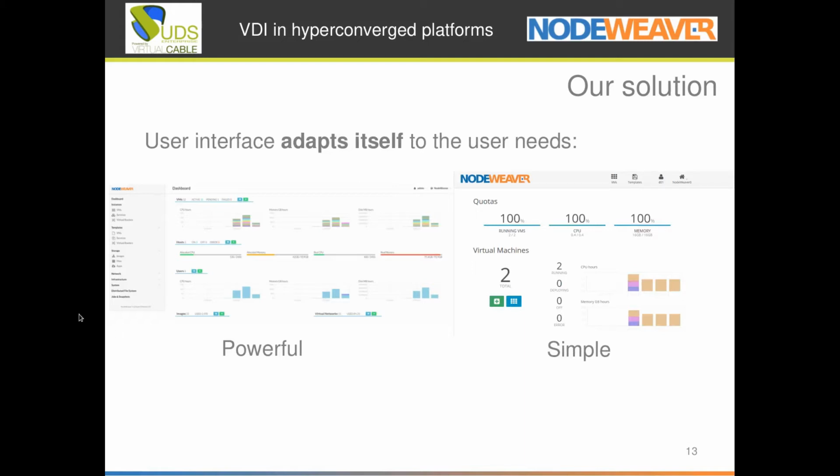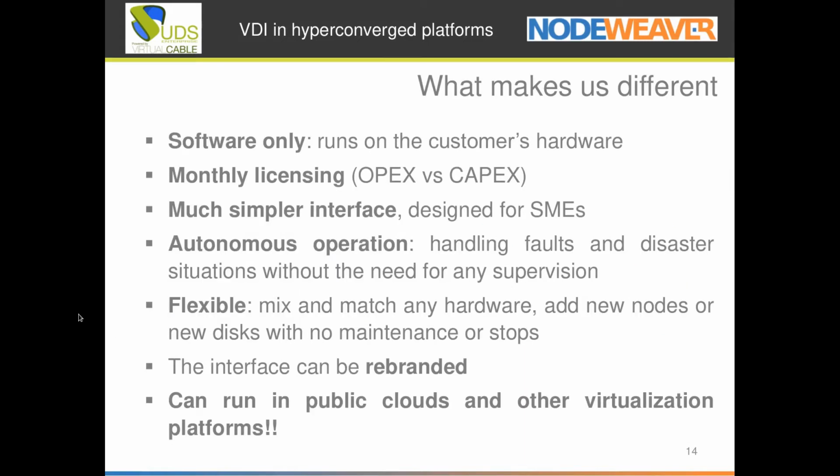You decide. We know that there are many hyperconvergence solutions in the market, but we are different because we run on hardware you have now, of any maker. We have a flexible licensing to help you grow without making you pay in advance. We are simple. We are open to help you adapt NodeWeaver and provide your services on top. And we can run where other platforms can't go.